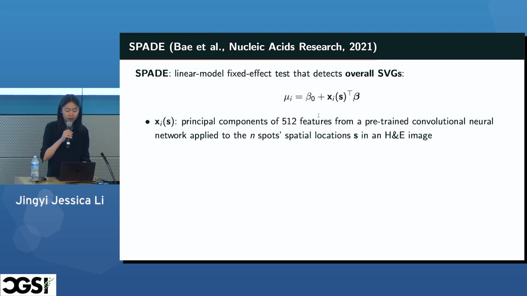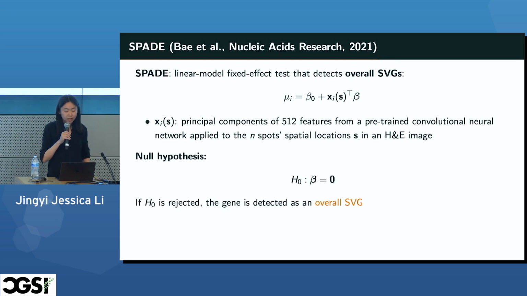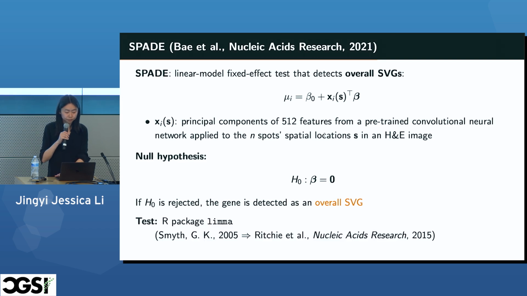And basically, we have this vector Xi, 512 dimensional, and beta is the coefficient. So the test is just whether beta is 0 or not. If we reject this, we call the gene an overall SVG. So you see, the method on the testing part is very simple, and the challenge was thrown into this CNN for embedding the spatial locations. And for the test itself, the method uses limma, which was a classical method developed for microarray data analysis using linear models. So it's a combination of a pre-trained CNN and limma for the new purpose of detecting SVGs.